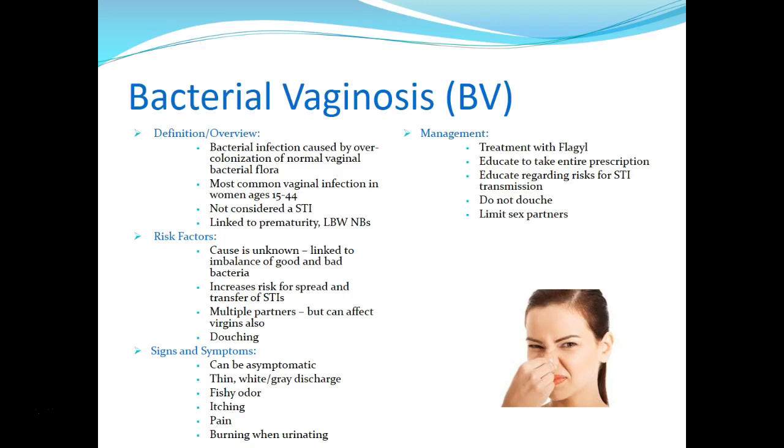And those people who are regular douchers also are at risk to get BV. Sometimes it can be asymptomatic, but you can also see a thin white gray discharge. There's also a very fishy odor with BV, and it causes itchiness and pain and oftentimes burning whenever you urinate. We treat this with Flagyl, and we have to educate our patients to take the entire prescription.